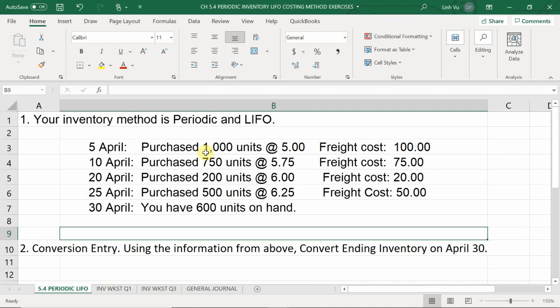In this case, we're going to skip journalizing the first section just because we've done this already 4 times. This was exercise 5.1, 5.2, and 5.3. We did the same exact scenario: purchasing 1,000 toys at $5 each. So I want you to journalize the second part. Let's go ahead and practice putting these numbers into our inventory worksheet. On April 5th, we purchased 1,000 toys at $5 each with the freight costing $100.